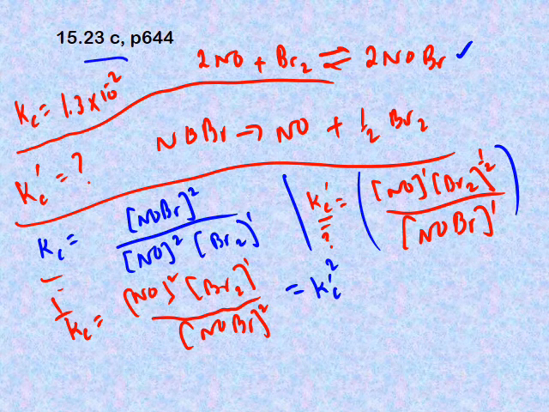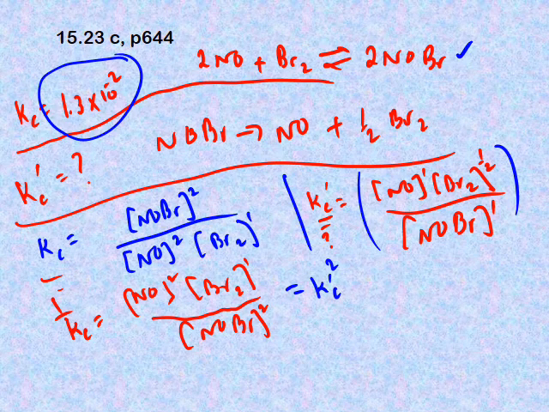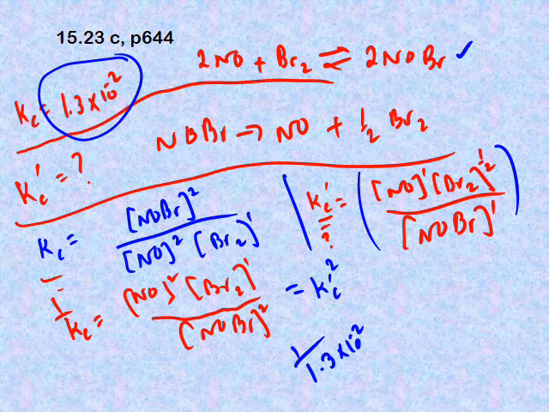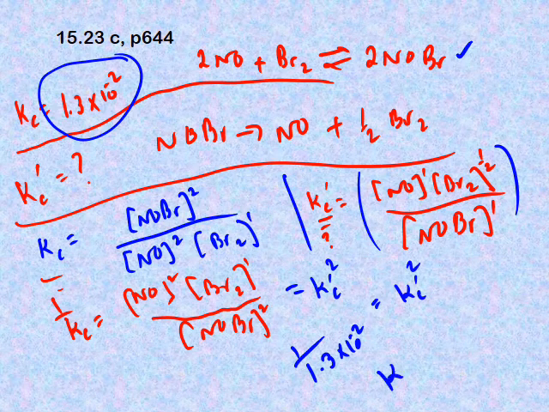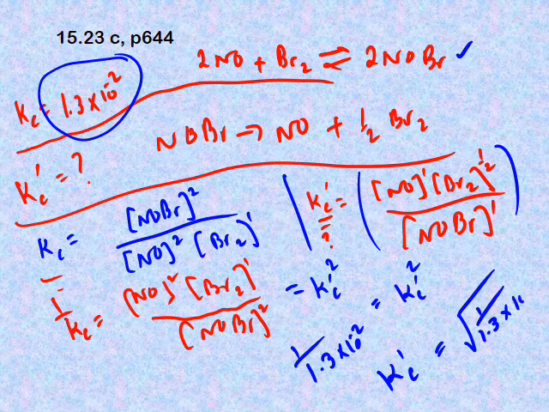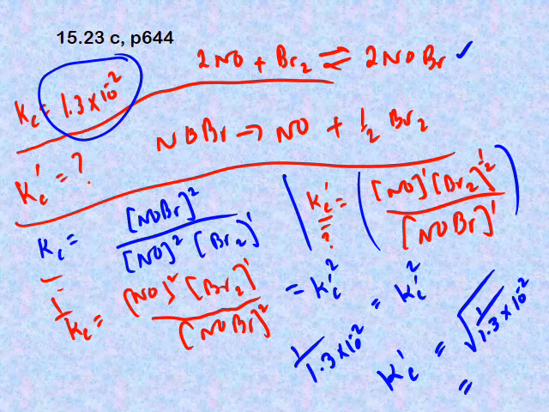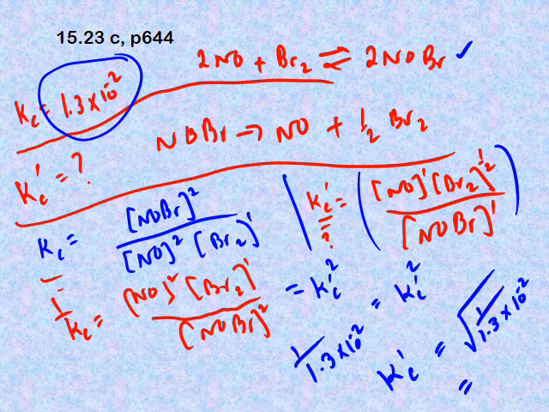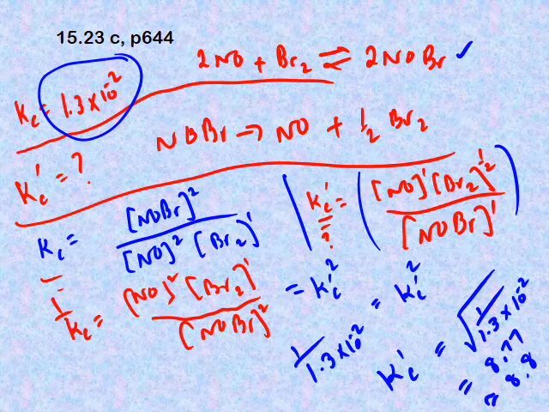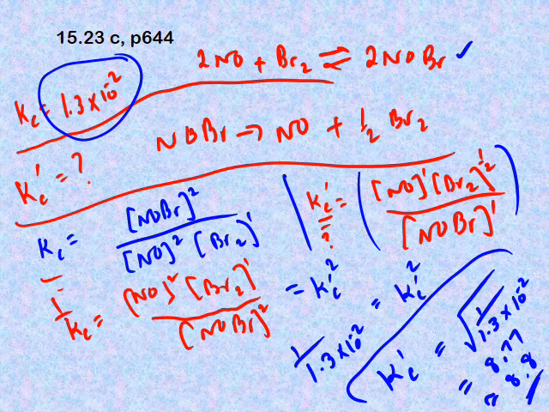And we already know the Kc value, and obviously we can just plug in the inverse of the Kc value. Kc value is this, 1.3 times 10 to the negative 2. So 1 over 1.3 times 10 to the negative 2 is the inverse of Kc, which equals Kc prime squared. Since we're looking for Kc prime, it would be the square root of 1 over 1.3 times 10 to the negative 2. And that value I found out to be 8.77. I can round it off to 8.8. So that's the answer to our question, because they're asking for Kc of this second reaction.